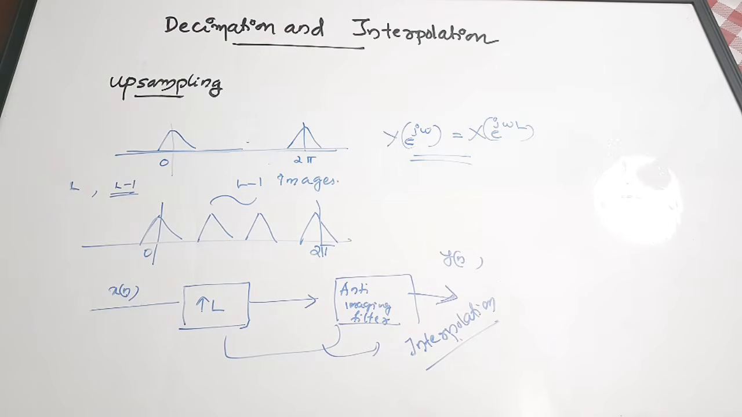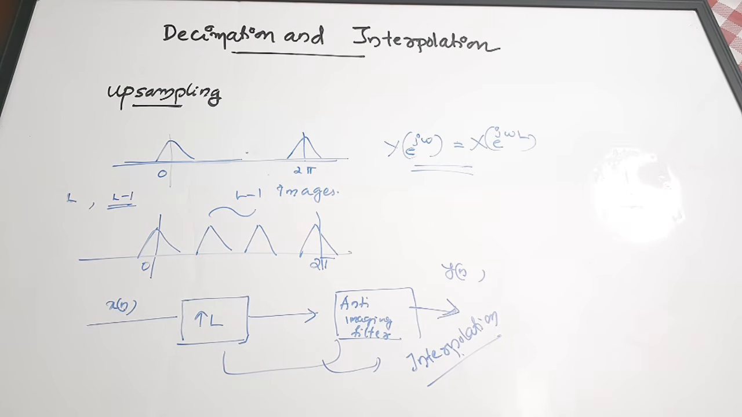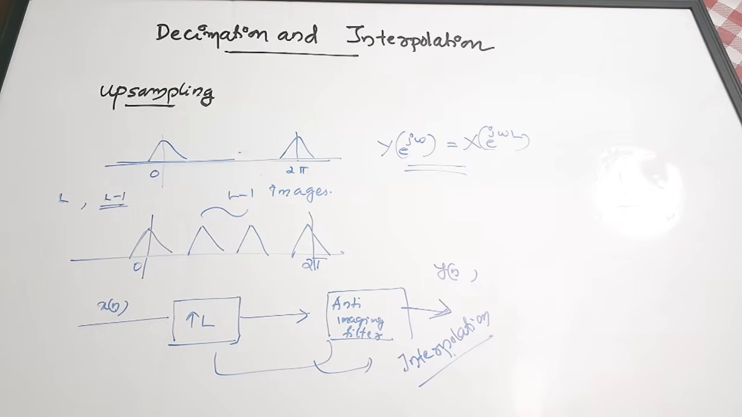Okay, so this was a quick revision of decimation and interpolation. We have discussed what processes are happening in decimation and interpolation. That is, we have mainly discussed upsampling and downsampling. We have drawn the spectrums, and also discussed the concepts of decimation and interpolation. So this is all about decimation and interpolation, and this much you require for your DSP examinations.